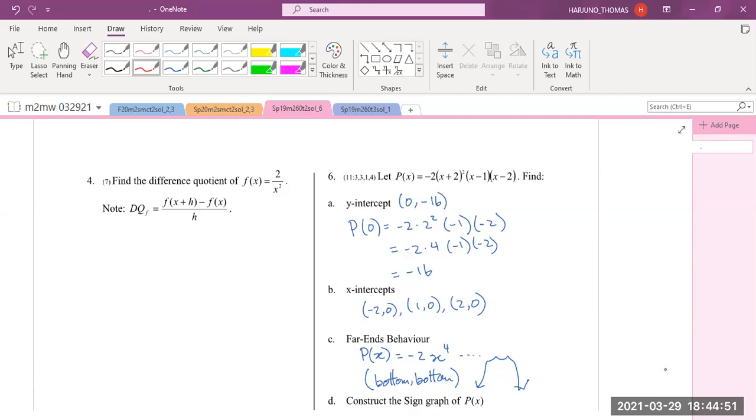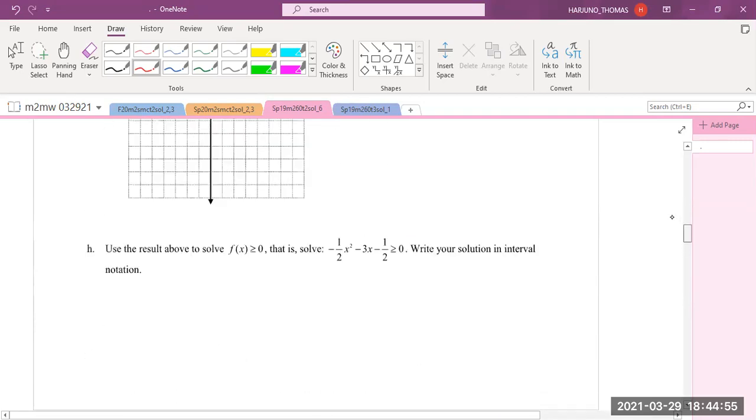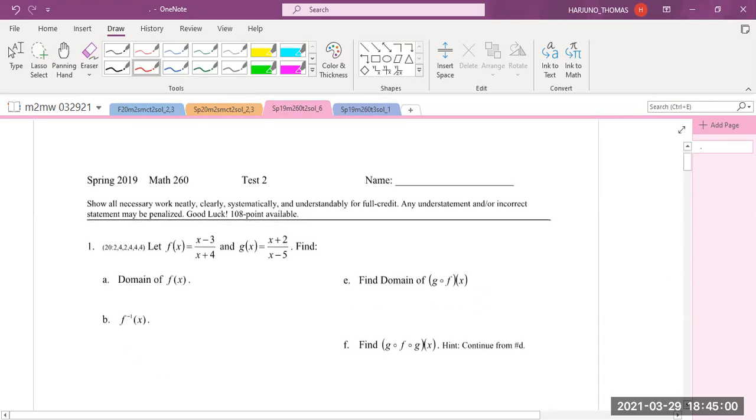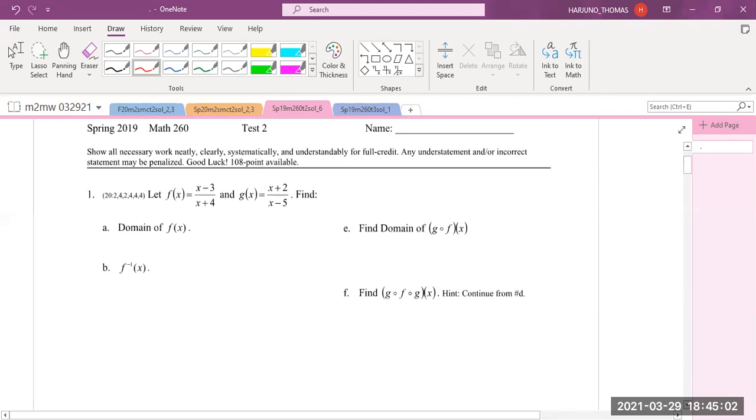Now with the time I have left, let's do a little bit of this question, Spring 19 Math 260 Test 2. We can answer the question of the domain and the composition of function. Inverse function is something we will do in our class next week. In lesson 12 or lesson 13, I think lesson 12 already has that.